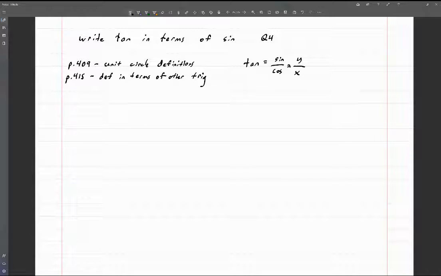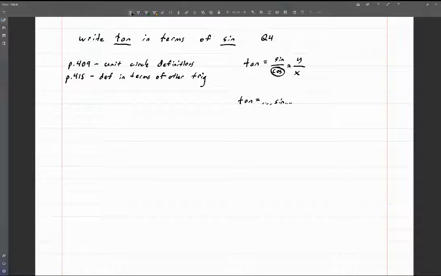Okay, so with a problem like these, writing a trig function in terms of another, the goal is to get the trig function that's before the phrase in terms of by itself on one side of the equal sign, and the trig function that's listed after the in terms of on the other side. So we encounter a problem here because tangent's defined to be sine over cosine. So we need to get rid of that cosine.